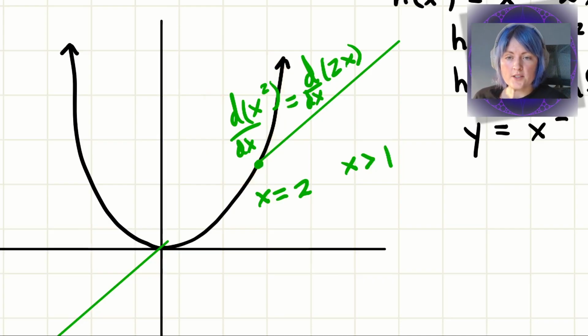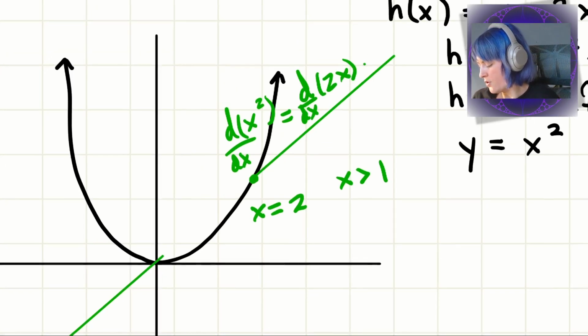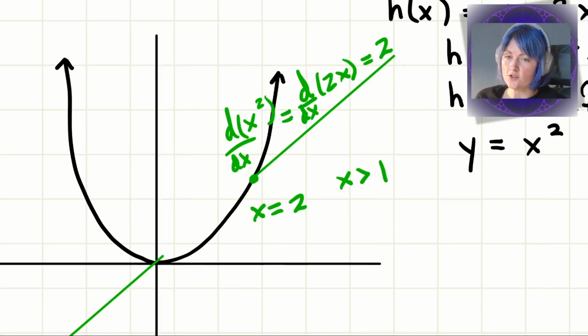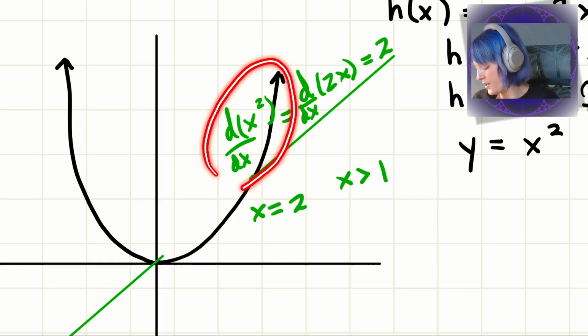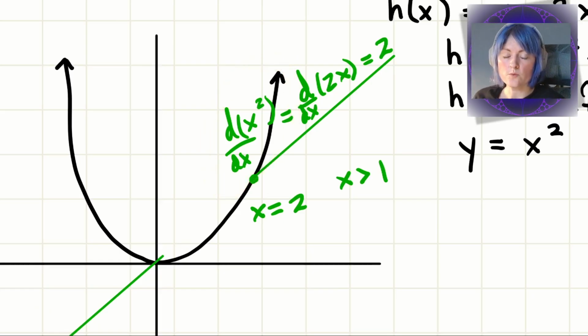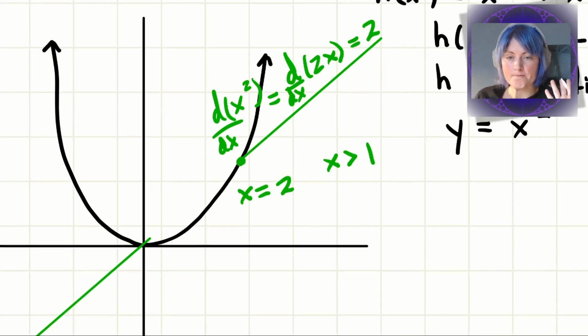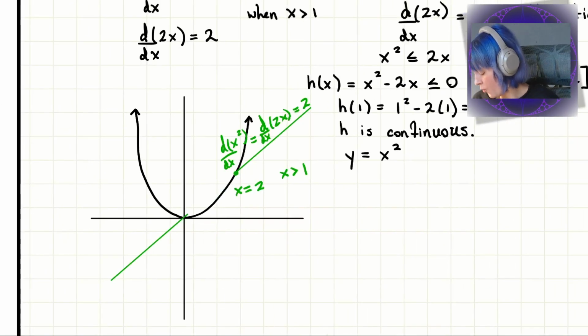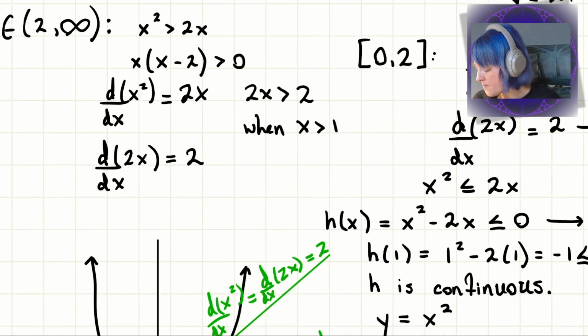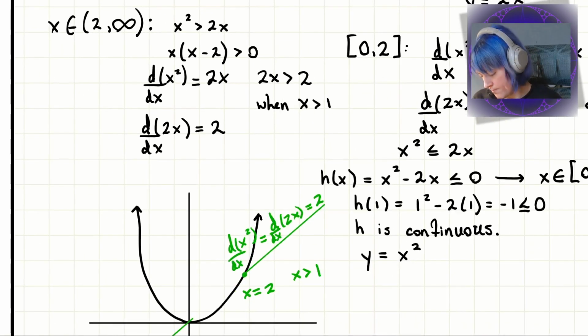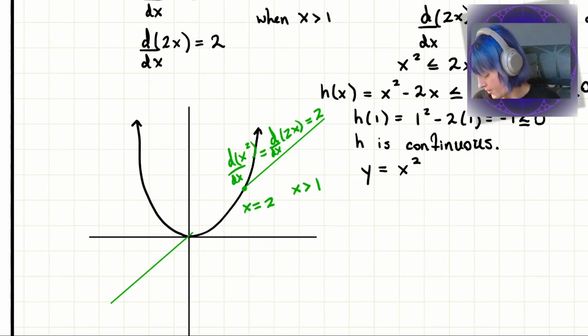And that's going to continue, right? Because the rate of change of 2x is 2 for all x. It's just going to stay constant. But the rate of change of x squared is going to continue to increase at a rate of 2x for all x. So that is our justification, and what we have written here is the justification for that.